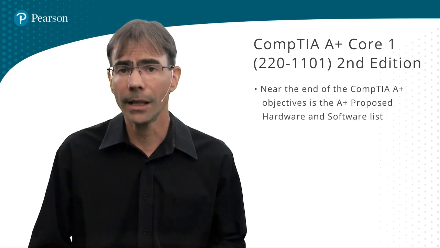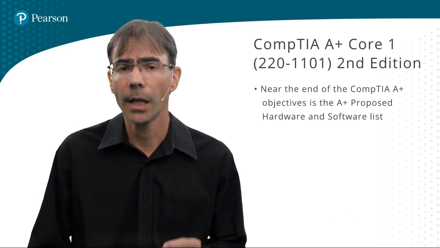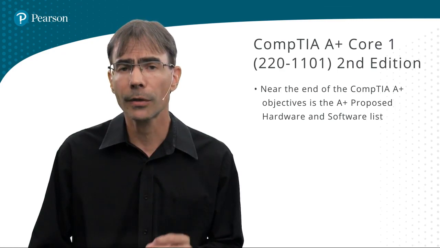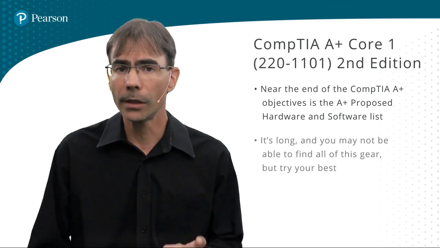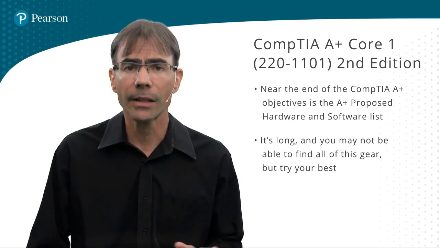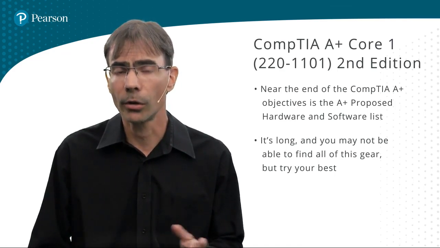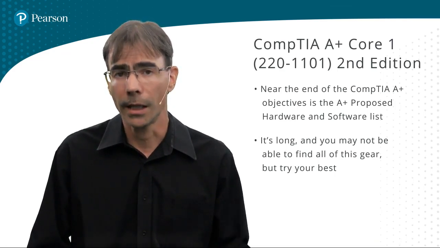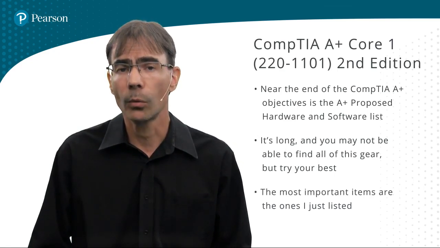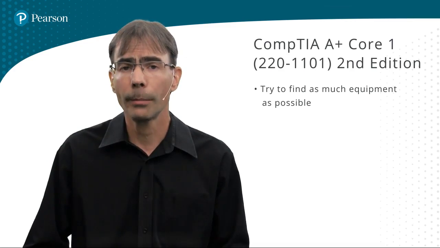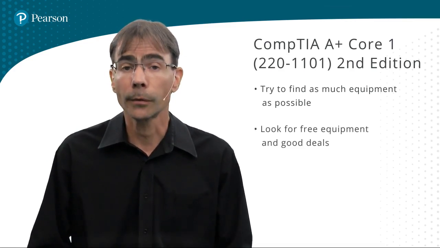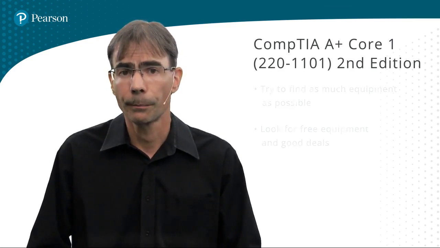By the way, toward the end of the CompTIA A+ objectives, you'll find the A+ proposed hardware and software list. It's a pretty long list, and I understand that it can be difficult to get your hands on all this gear, but do what you can. The most important items are the ones I mentioned previously. Try to scrape together as much equipment as you can, and look all over for free equipment and good deals.